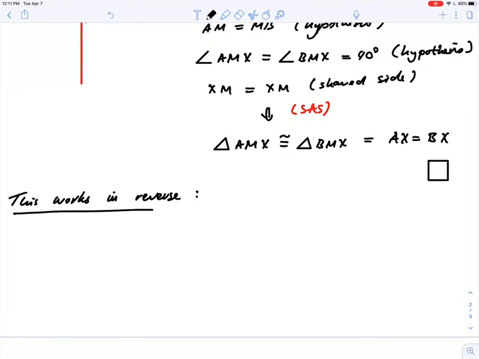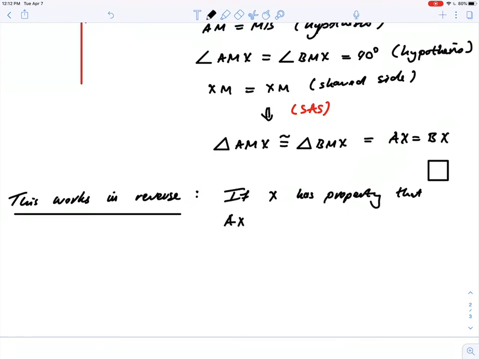This works in reverse. Namely, if I have a point X that has the property that the distance between A and X and B and X are equal, this guarantees that it's on the perpendicular bisector. So this X lies on, let's say, SAB. That's the perpendicular bisector.